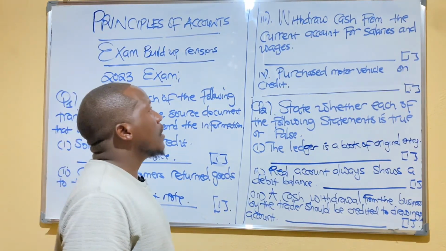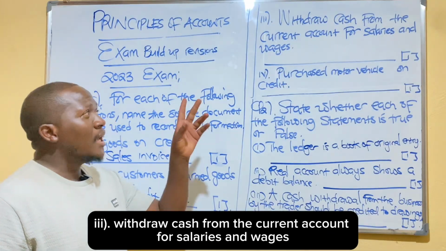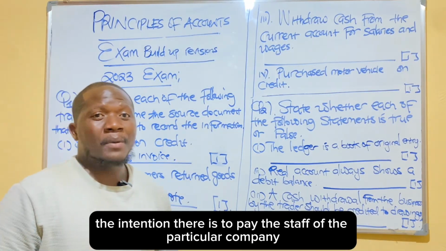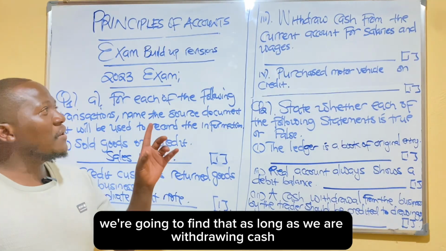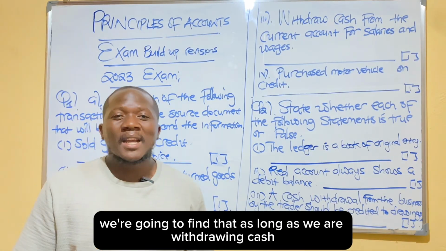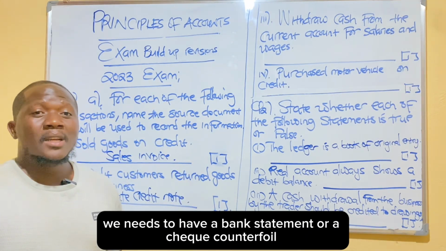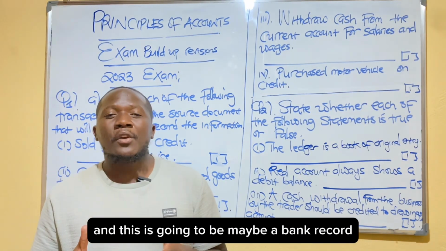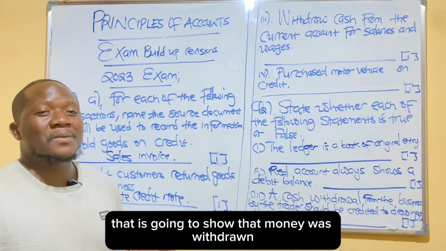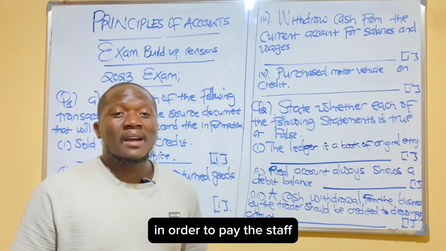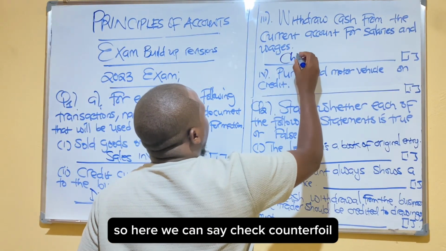Then on Roman numeral 3, withdraw cash from the current account for salaries and wages. We can see the intention there is to pay the staff of the particular company, and as a result, as long as we are withdrawing cash, we need to have a bank statement or a cheque counterfoil, and this is going to be a bank record that shows that money was withdrawn in order to pay the staff or members of the company. So here we can say cheque counterfoil.